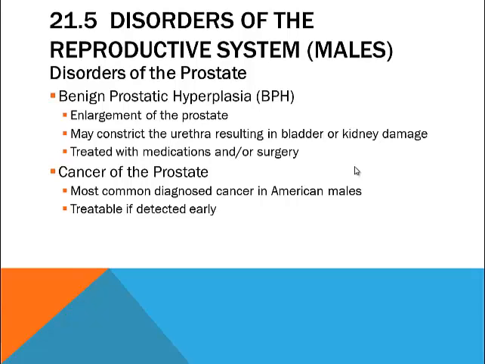Oftentimes, BPH is due to an enzyme known as 5-alpha reductase acting on testosterone and converting it to a substance that makes the prostate grow. This is needed during puberty, but not as an adult. BPH is not necessarily related to prostate cancer. Prostate cancer is the second leading cancer-related cause of death in men in the United States, generally because it has metastasized and spread by the time it's diagnosed. However, it's very treatable if detected early.